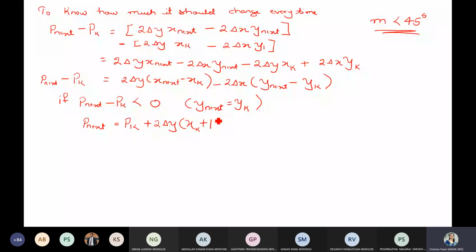Minus xk minus 2 delta x, because here we are doing d1 minus d2. Okay, and they're saying it is less than 0, which means it's a negative value. So obviously your d1 value is less than d2. Hence we are going with yk. So this will be 2 into delta x, y next minus y next.